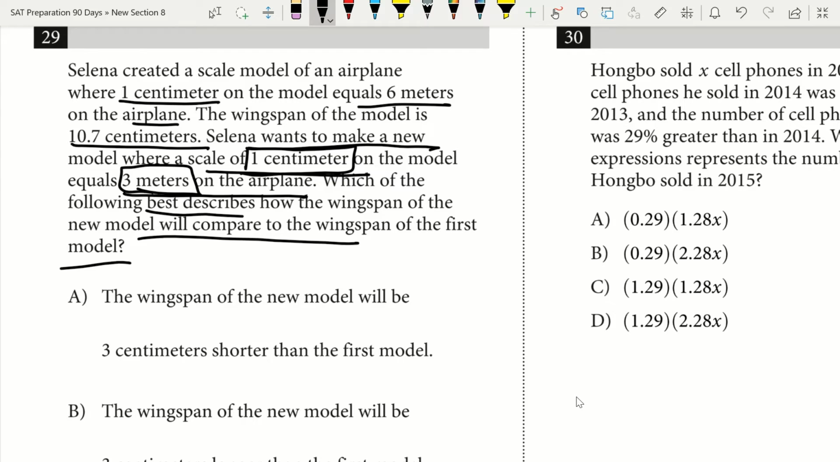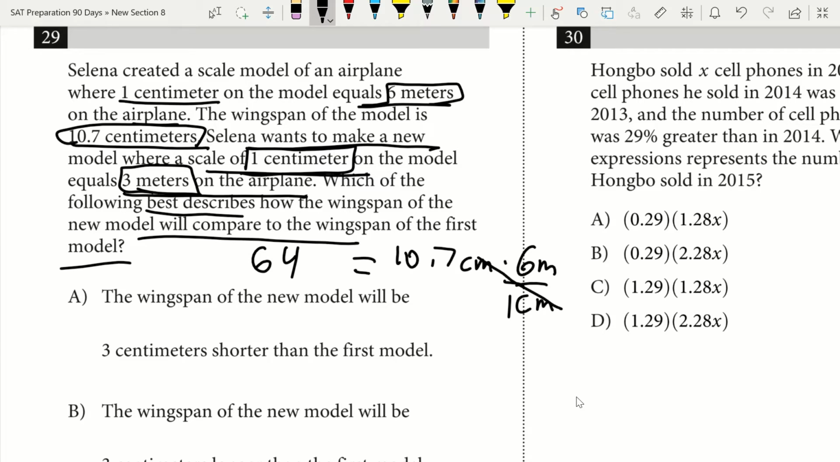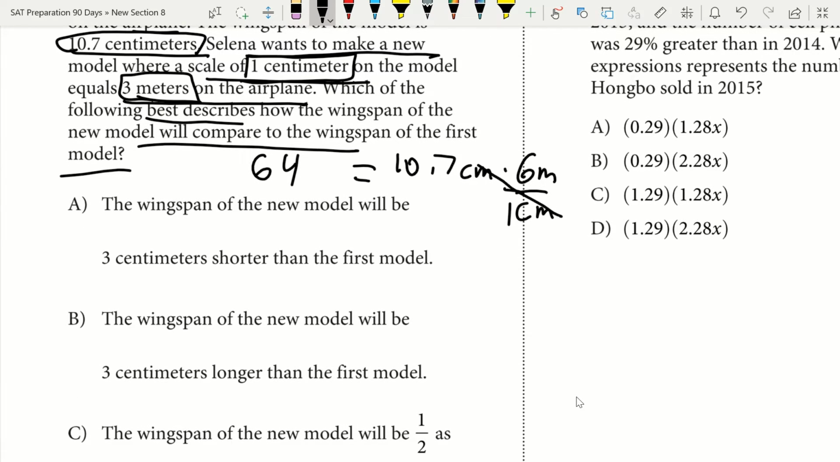Because if we have 1 centimeter representing 6 meters in our first model, and it's 10.7 centimeters, then we could do 10.7 cm times 6 m per cm, 6 meters per centimeter. We cancel out our units, and we have 10.7 times 6, which will give me something right around 64. I'm not going to put it in my calculator because I don't need to, right? I'm not going to waste time doing that. So I see that's going to give me something right around 64 meters, the actual wingspan of the plane.